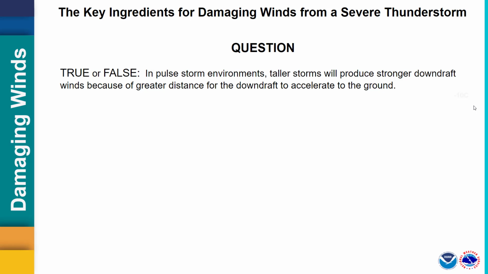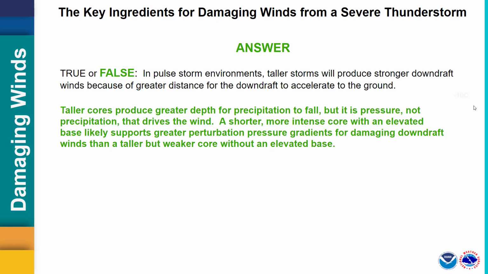How about this question, true or false? In pulse storm environments, taller storms will produce stronger downdraft winds because of greater distance for the downdraft to accelerate to the ground. This also is false. Taller cores produce greater depth for precipitation to fall, but it is pressure, not precipitation, that drives the wind. A shorter, more intense core with an elevated base could support greater pressure perturbations for damaging downdraft winds than a taller but weaker core without an elevated base.